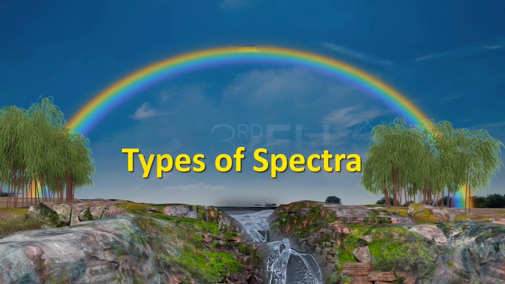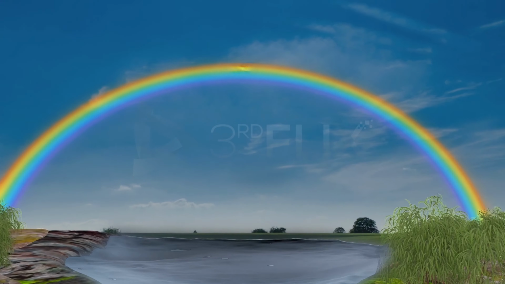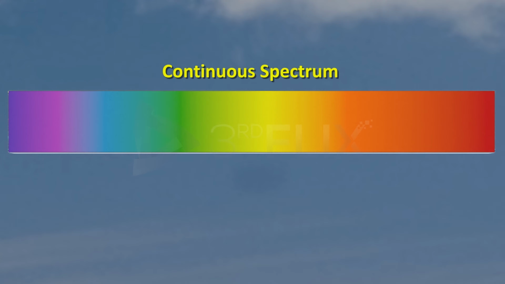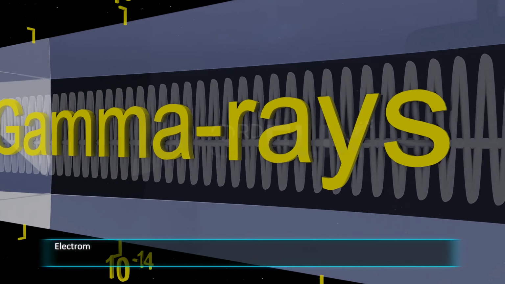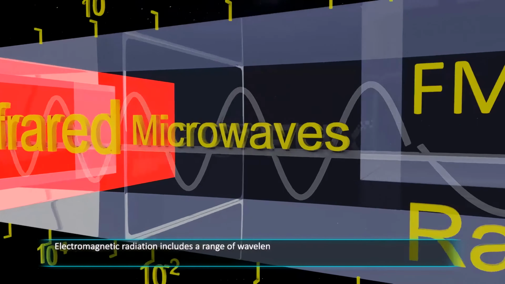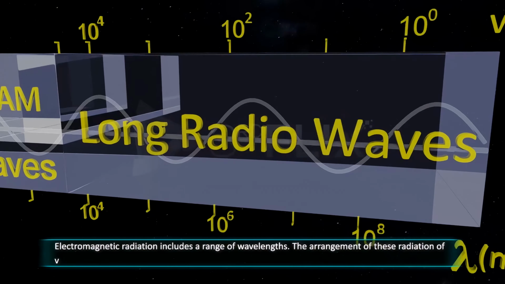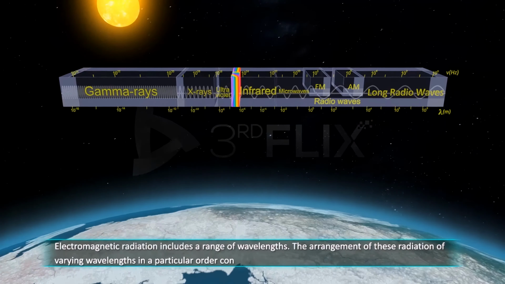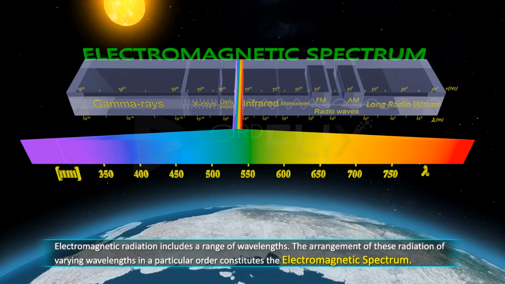Types of spectra. Rainbow is the most common example of a spectrum that is visible to our naked eye. Rainbow is comprised of 7 colors that constitute white light. These colored bands merge into each other. Therefore, the spectrum of ordinary white light is called a continuous spectrum. Electromagnetic radiation includes a range of wavelengths. The arrangement of these radiations of varying wavelengths in a particular order constitutes the electromagnetic spectrum.